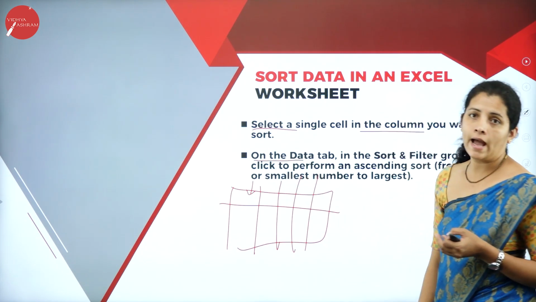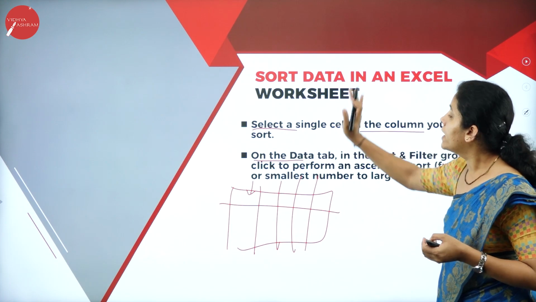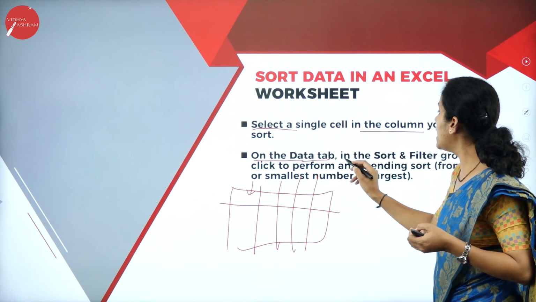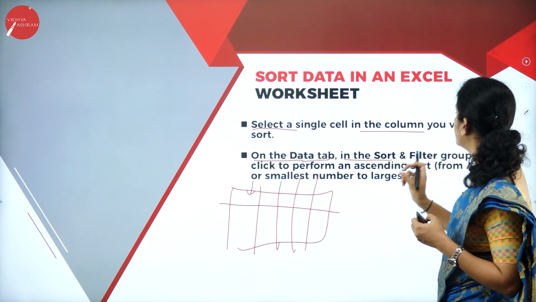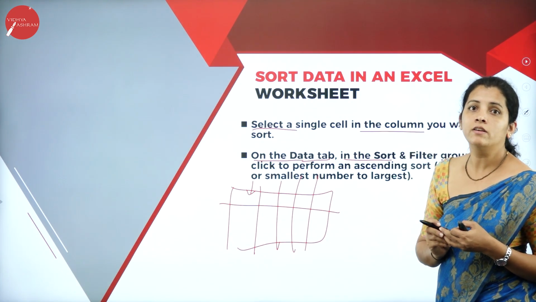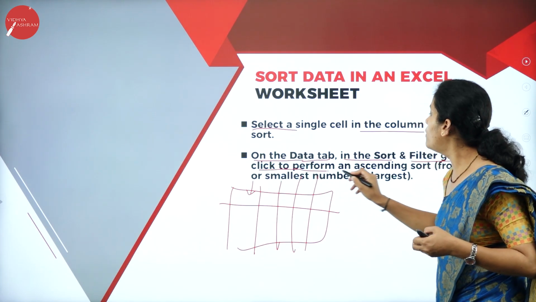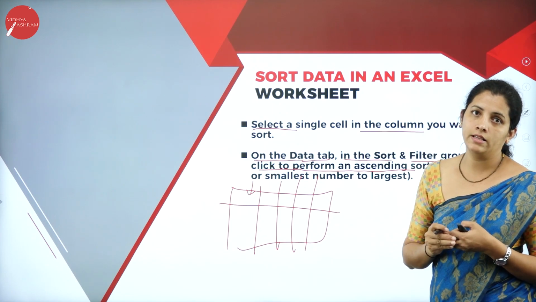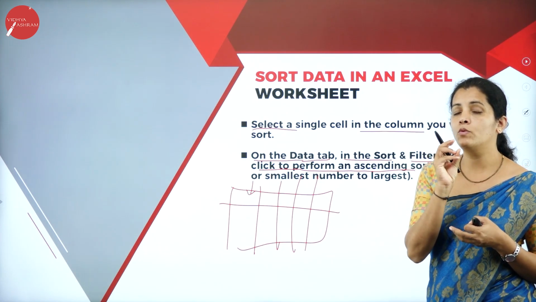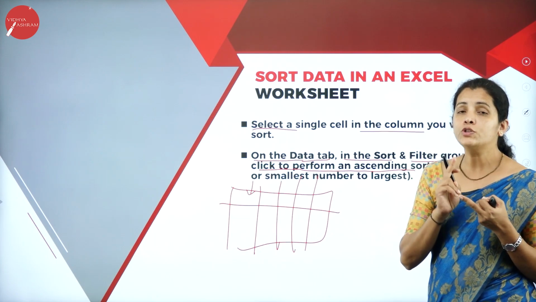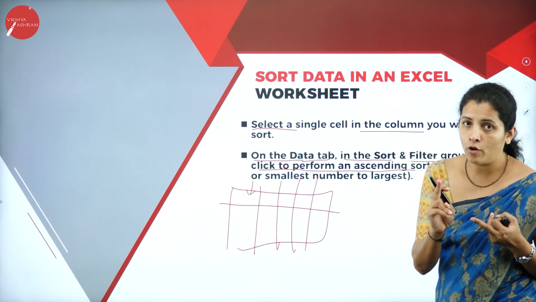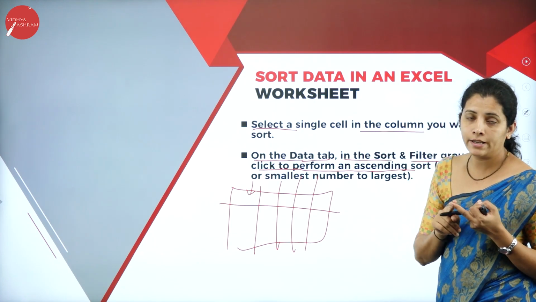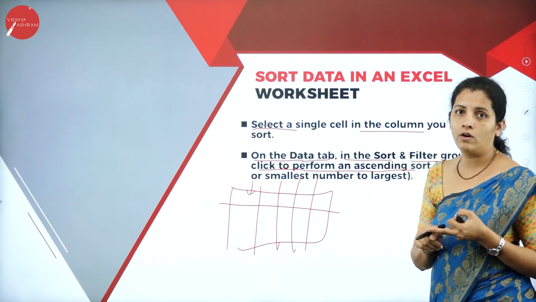On the data tab, that means in your Excel sheet, you're going to have the data tab. In that, we are going to get the option called sort and filter. Click to perform an ascending sort, that is A to Z. In that, I'm going to get the options like ascending order or descending order.